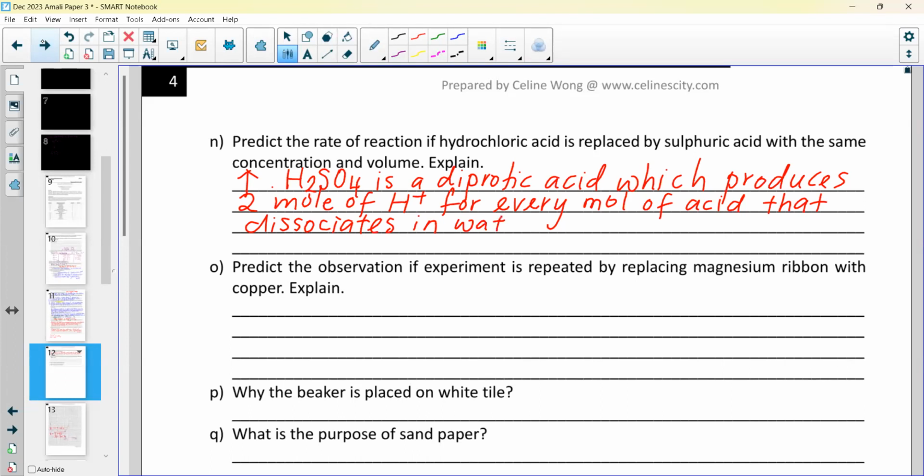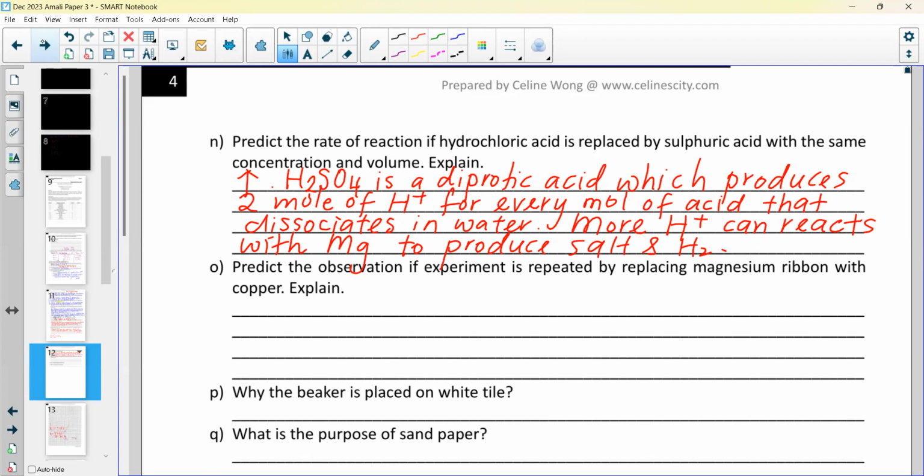Can? Then you continue to write the same. More hydrogen ion can react with magnesium to produce salt and hydrogen. Can? Everyone okay? Okay, now predict observations.